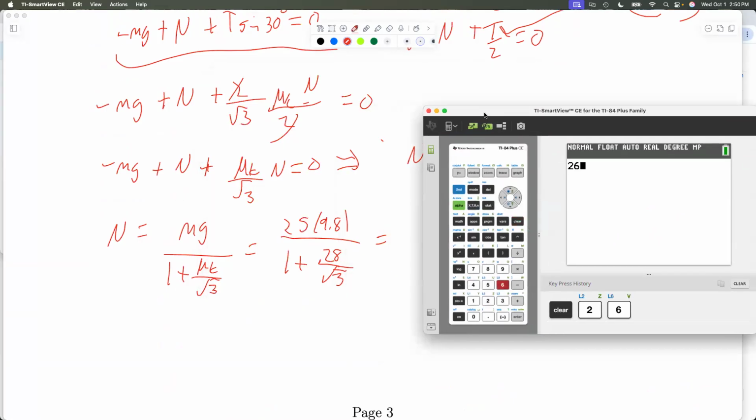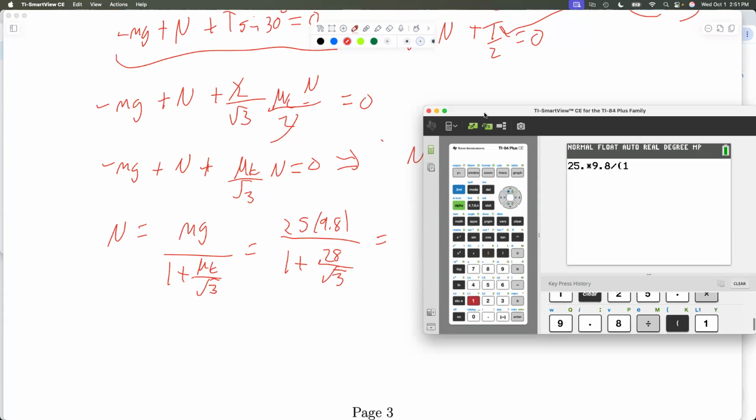But people will type this in wrong sometimes. I want to divide by that whole thing in parentheses. It didn't type the parentheses. 25 times 9.8 divided by parenthesis. There we go. 1 plus 0.28 divided by square root of 3. Get out of the square root. So I hit over, close the parentheses, to 10.9.